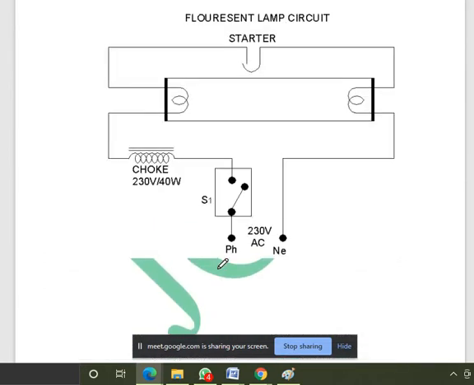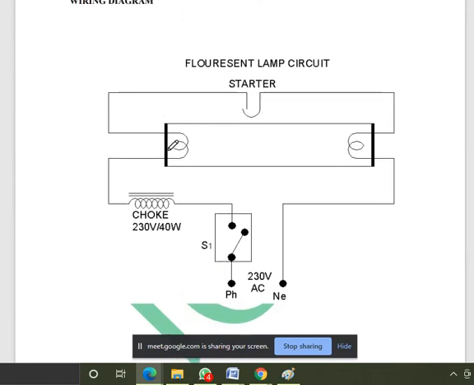Coming to the diagram, this is a lamp. This is a tube light. Already everyone has seen the tube light. Everyone can see the tube light.